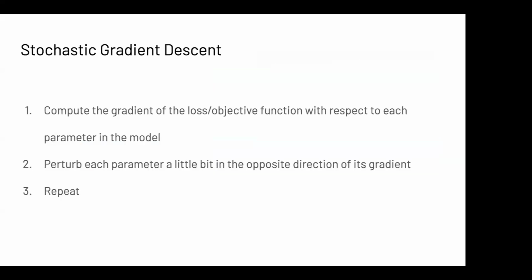So just an overview, stochastic gradient descent: we compute the gradient of some objective that we're trying to minimize with respect to every single parameter in the model. And then we perturb those parameters a little bit in a direction that decreases the loss for the objective, and then we repeat many, many, many times.